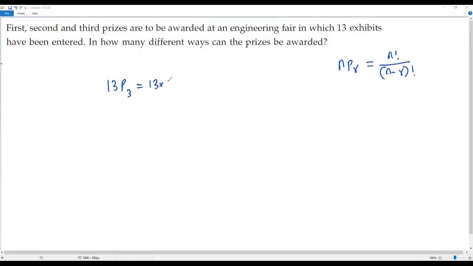It is 13 times 12 times 11. Now, when we multiply 13, 12 and 11, I am getting 1716. That is, out of these 13 exhibits, when we select 3 and arrange them in the order first, second and third, it can be done in 1716 ways. So the answer for this question is 1716.